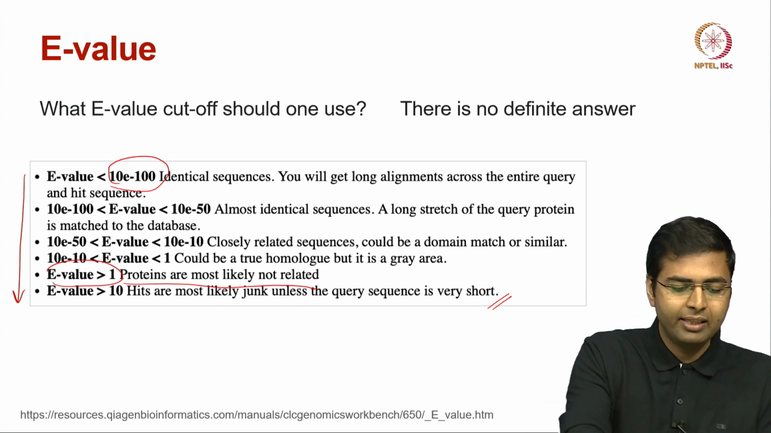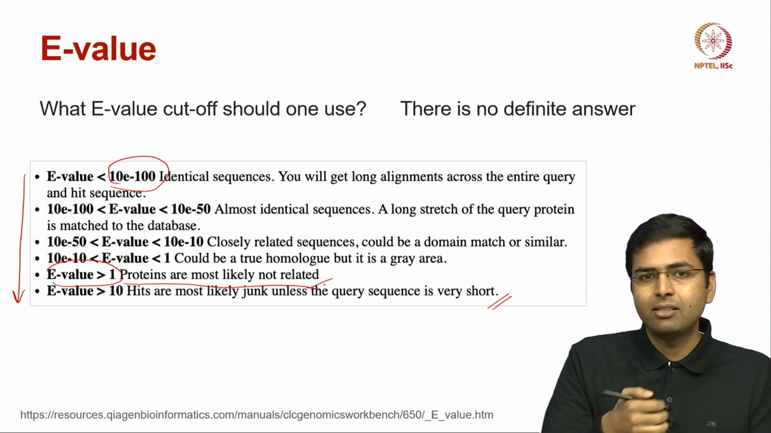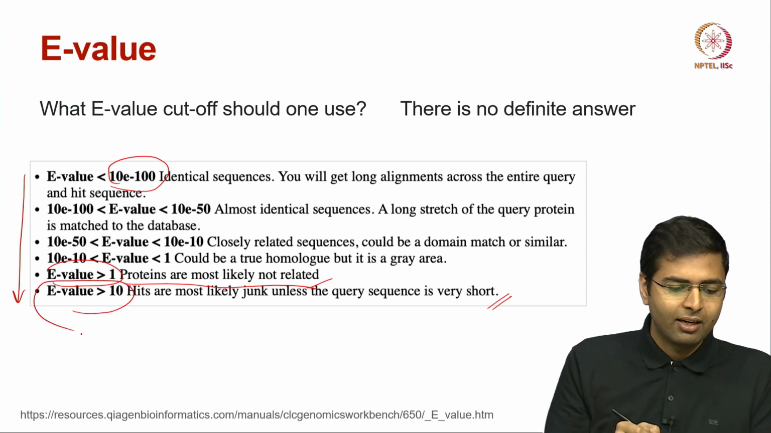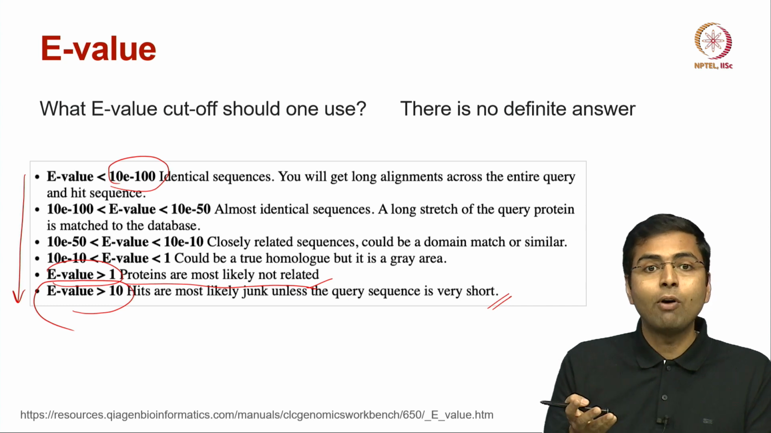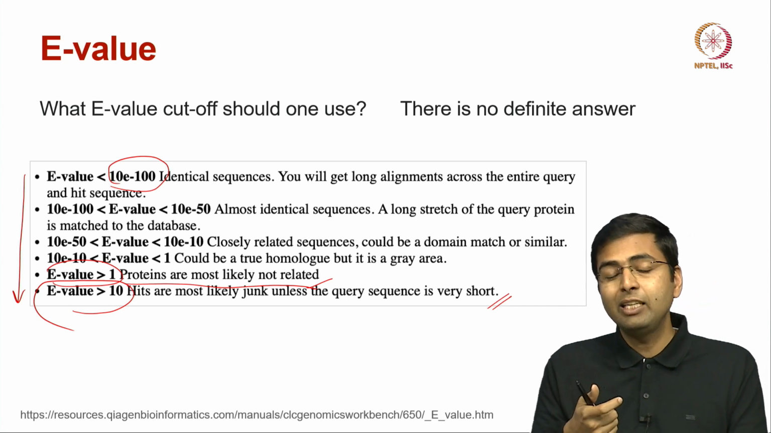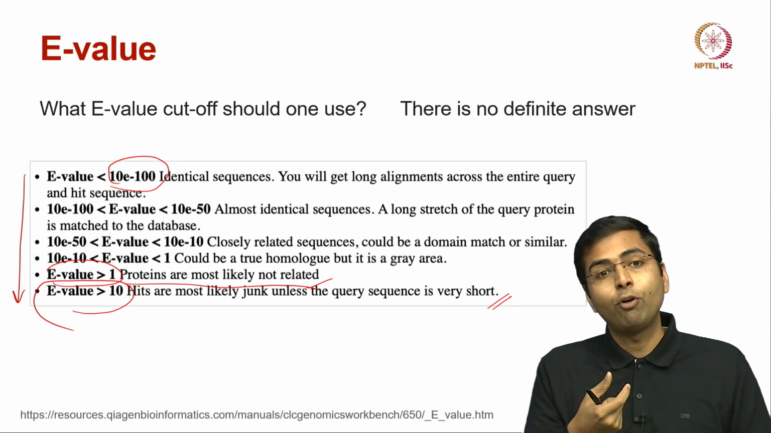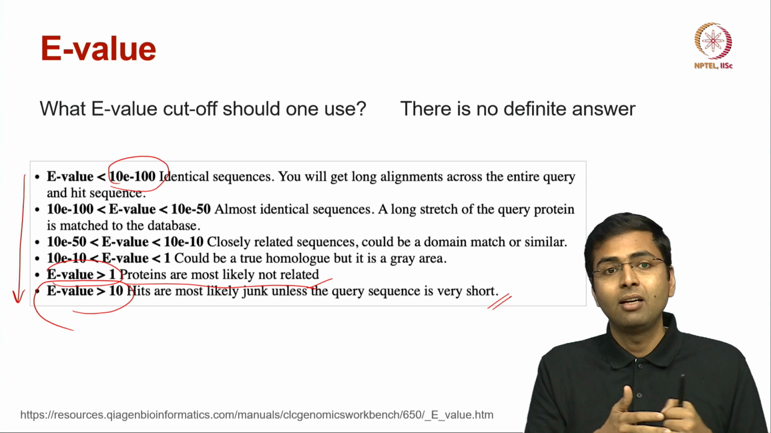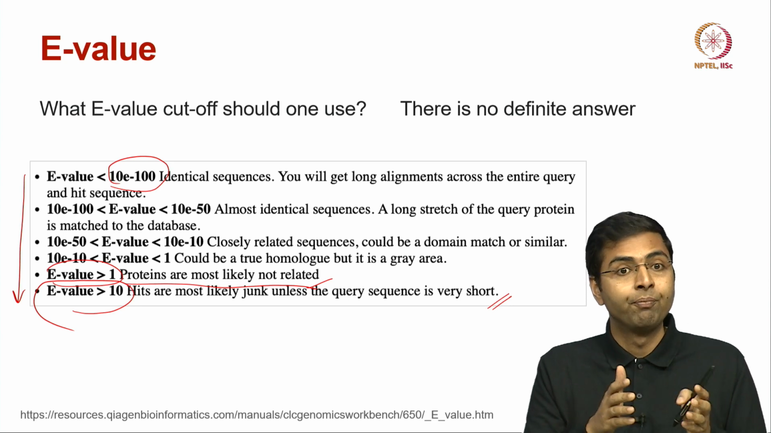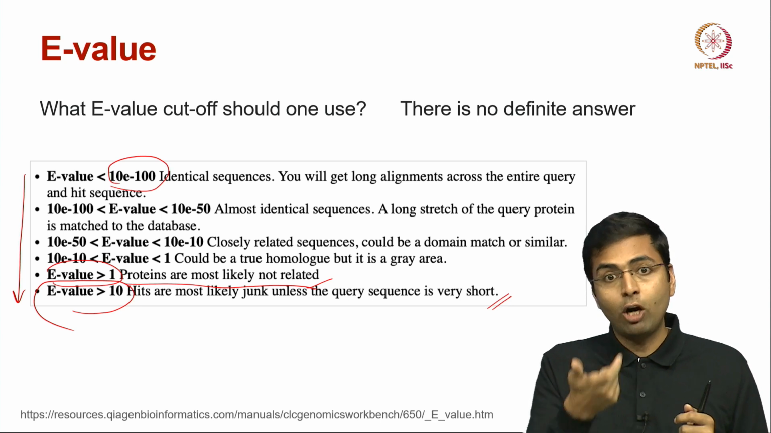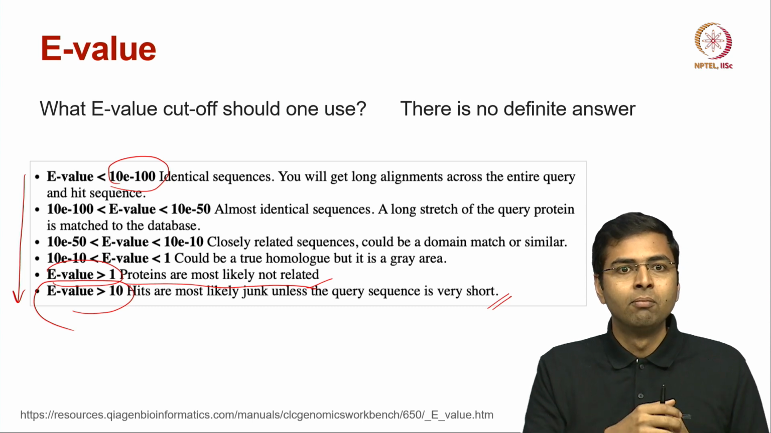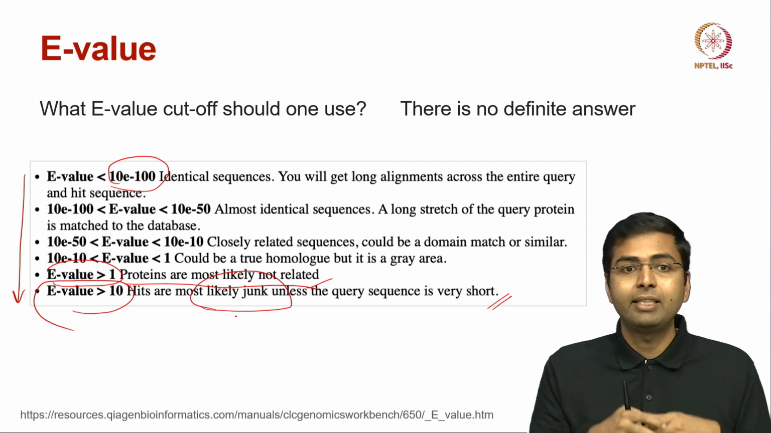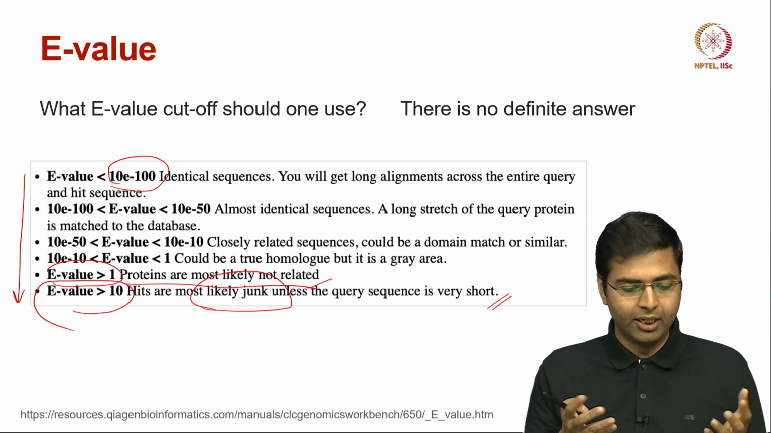So in this case the proteins are most likely not related, as a general recommendation. And if your E value is greater than 10, then the hits that you found are most likely junk, unless your query sequence is very short. For very short queries it is extremely hard to tell whether your alignments are statistically significant or not, or whether they have biological relevance. For short sequences it can be tough, but in this case one can assume that the database hits that we found are most likely junk.